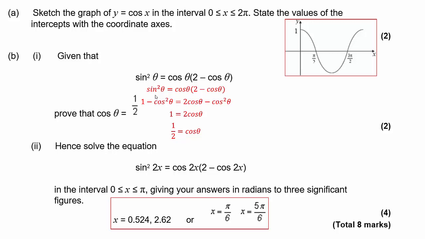For our equation, it's using that trig identity, sine squared plus cos squared equals 1, doing the algebra on it, and we do in fact get to cos theta equals a half.